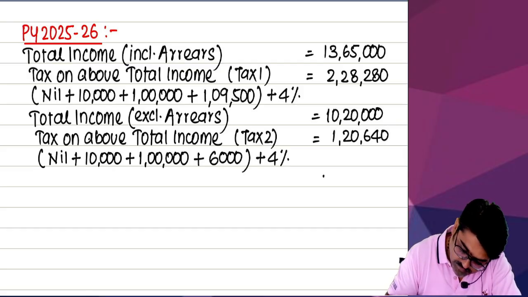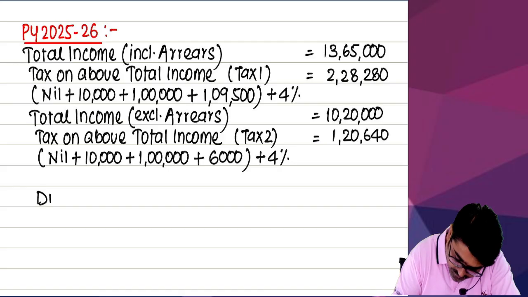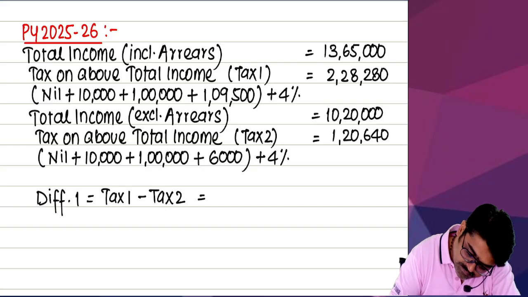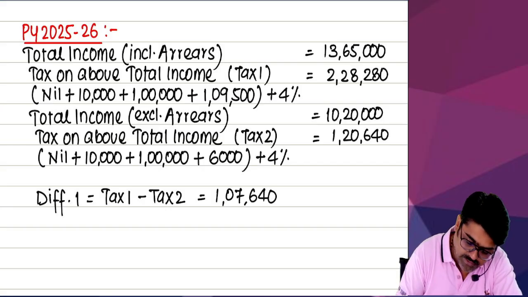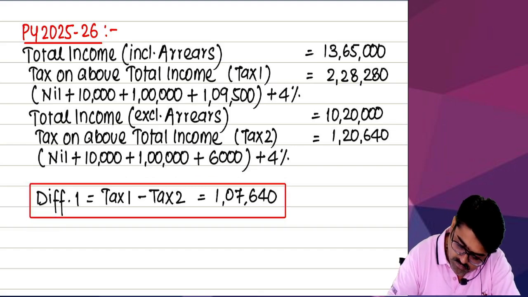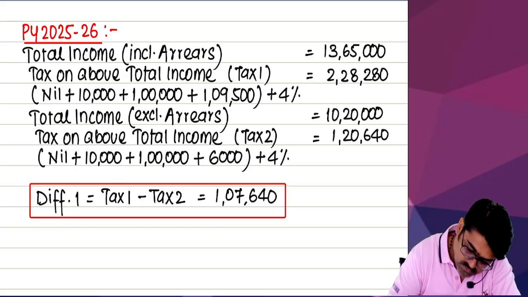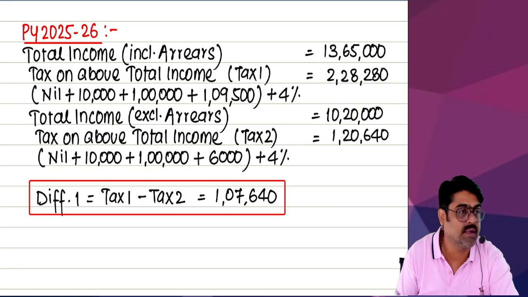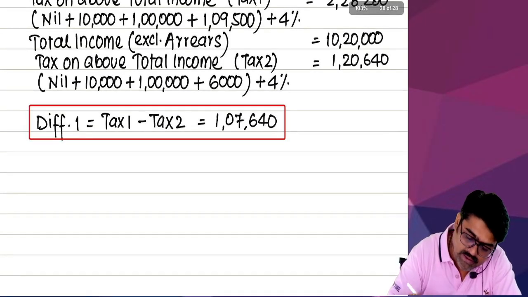What I'll do now is calculate difference 1, that is tax 1 minus tax 2. How much is the difference? 7,000. This is difference 1. Now I have to compare this difference with the aggregate of difference 2, difference 3 and difference 4, yes or no? But for that I will have to calculate the taxes of earlier years.